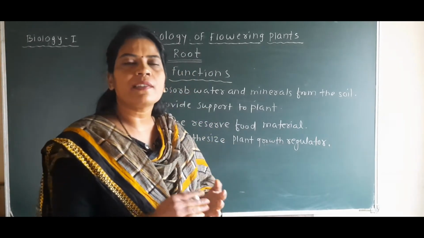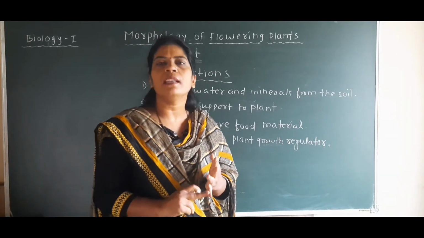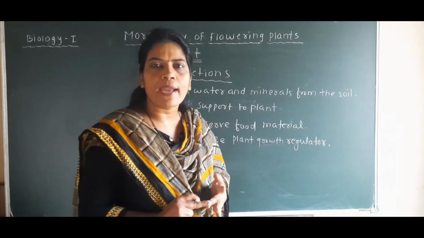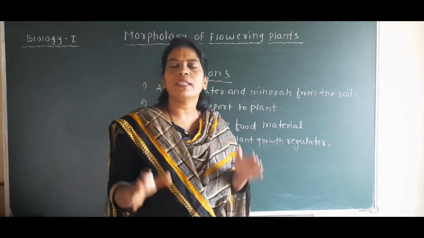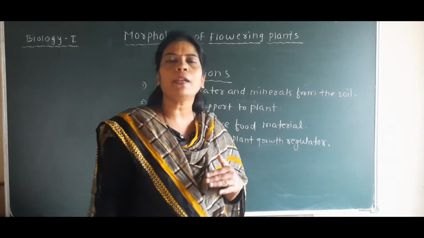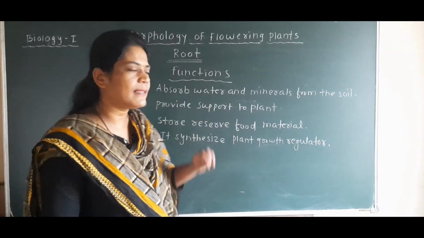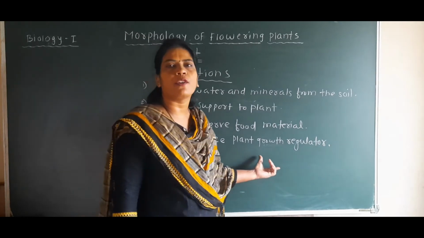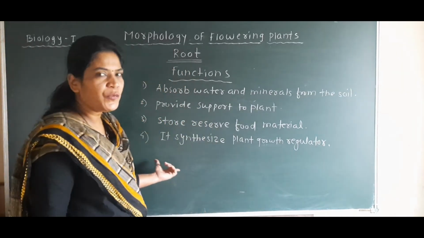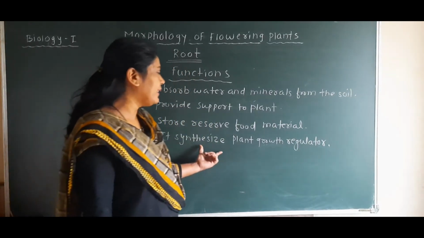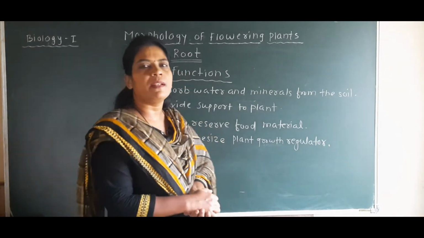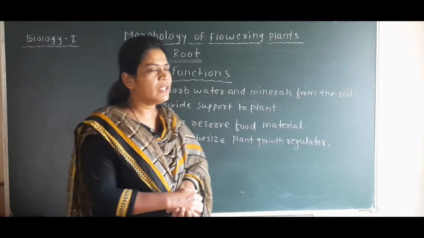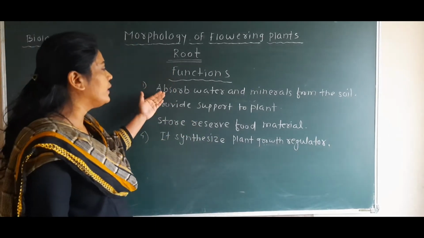There are various types of hormones like auxin, gibberellin, cytokinin, ethylene, abscisic acid. All these hormones which are required for growth and development of the plant are synthesized inside the root part of the plant. So the last function of the root is that it synthesizes the plant growth regulator, that means the plant hormone. So these are the functions of the roots.